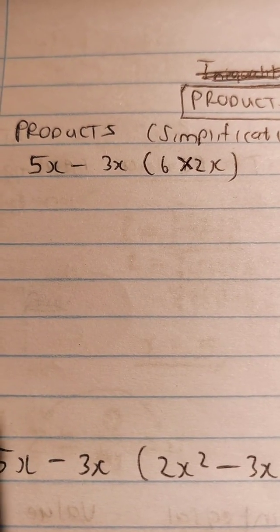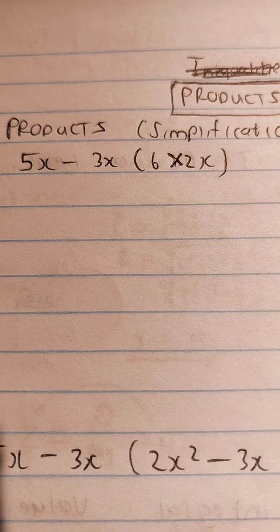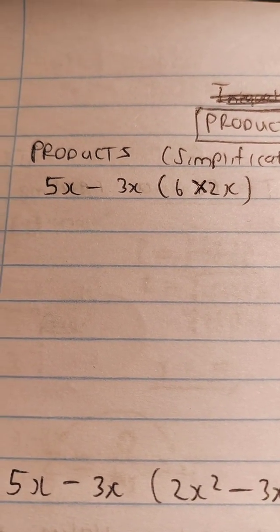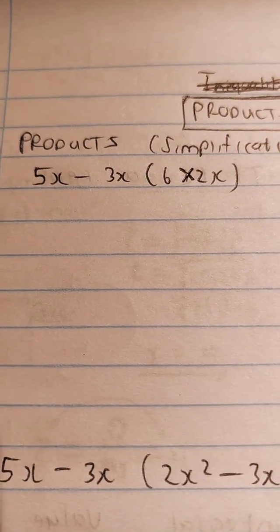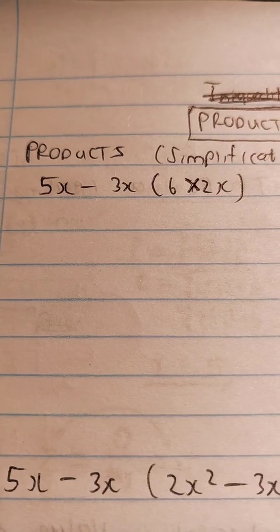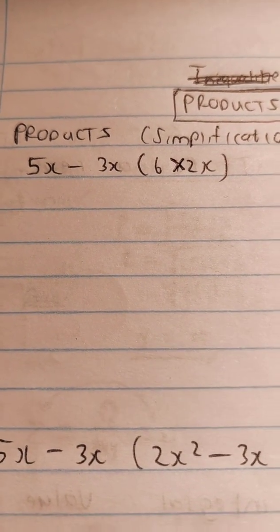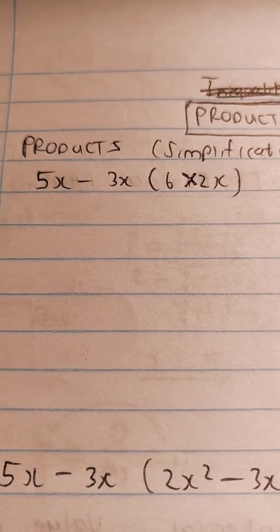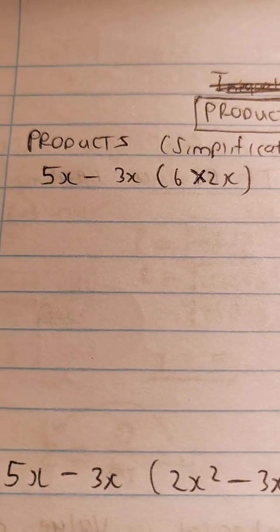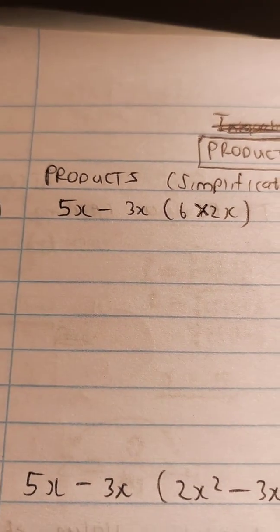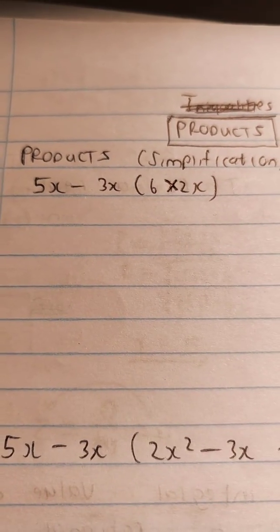5x minus 3x, brackets, 6 times 2x, close brackets. Okay, you guys can go ahead and solve this for me, and write your answer in the comment section. I will follow it up by going through the process step by step, and then we can see if we have the same answer at the end.